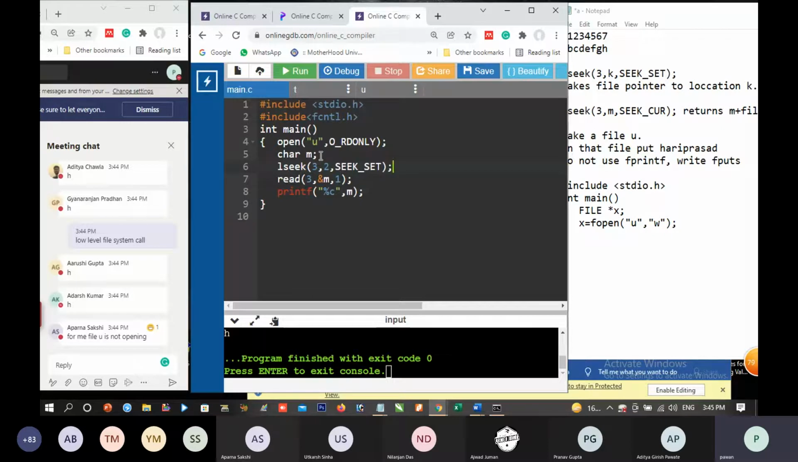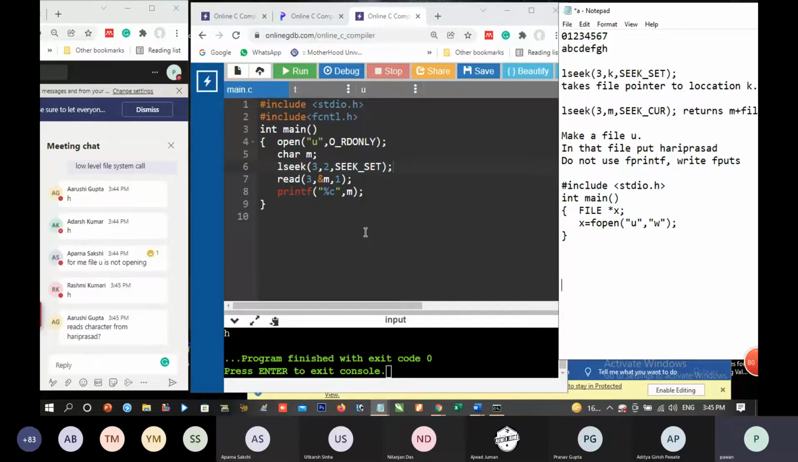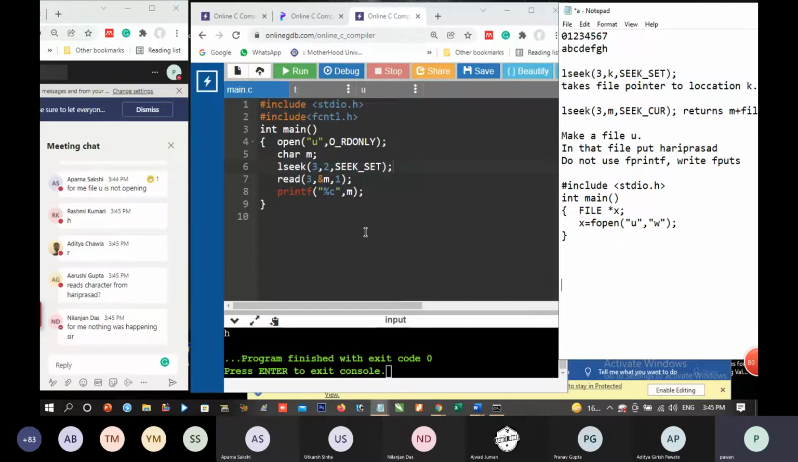Have you executed this program first? Because of this, the file will be created. Then you will go to the file U and write Hari Prasad into it. Have you done this, in the same window in which this GDB editor is running? Correct. Nilanjan, have you done this?